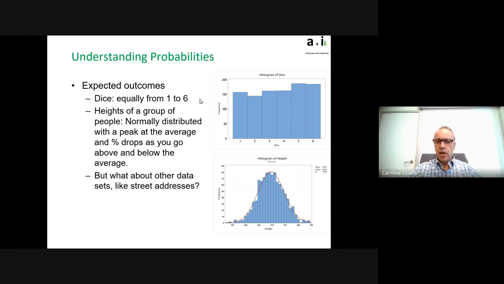So that's an example of an outcome where, because we're only rolling one die, which has 1 to 6, I expect it to be more or less a 1/6 probability for all of the numbers. Then we could look at another example.